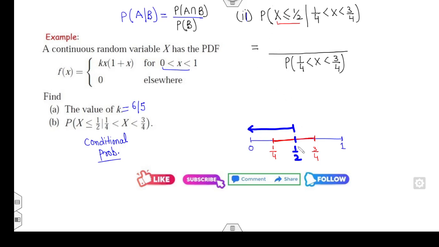Is there a region where the blue and red lines come in the same region? You can see this is the same portion. This is a common portion. Fine. So how can you write this number in terms of the probability? This is probability.